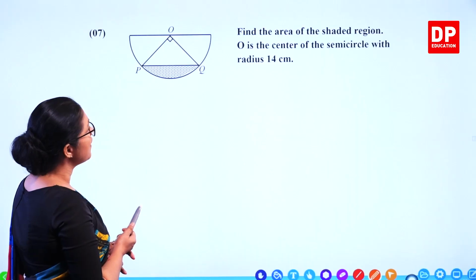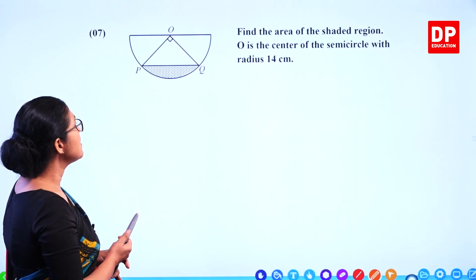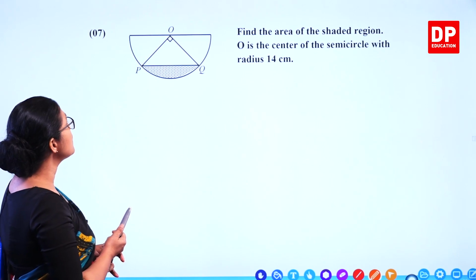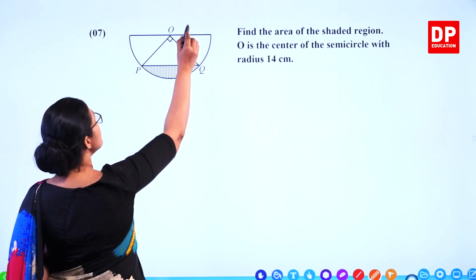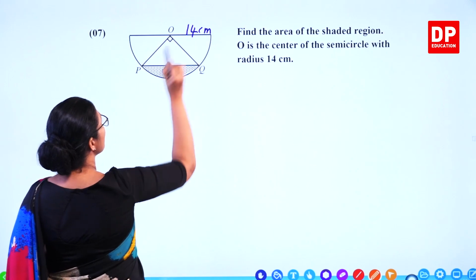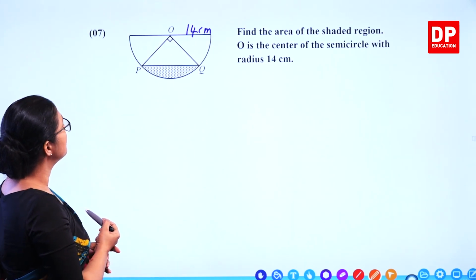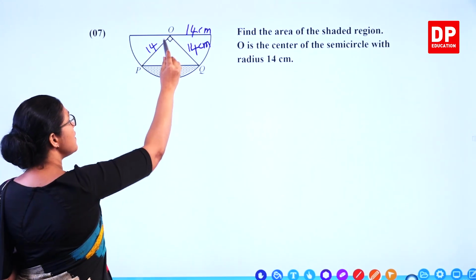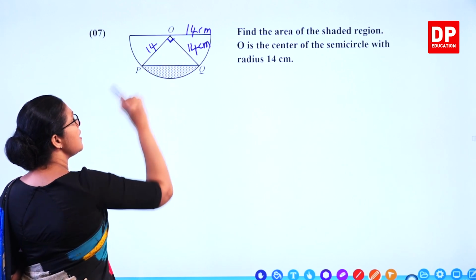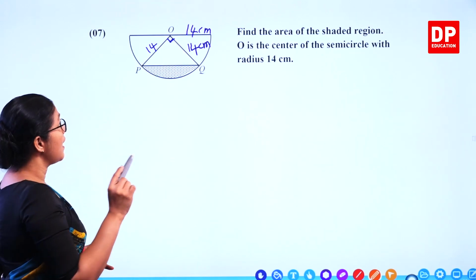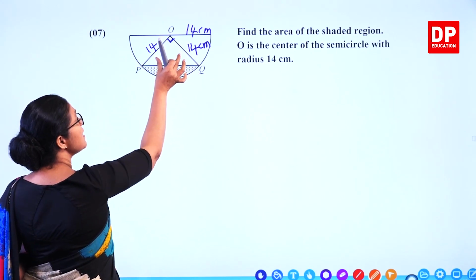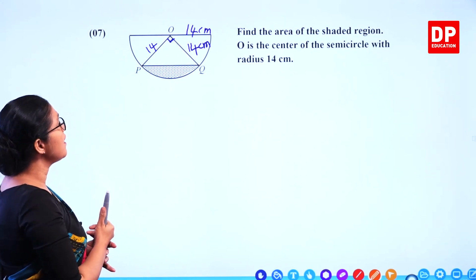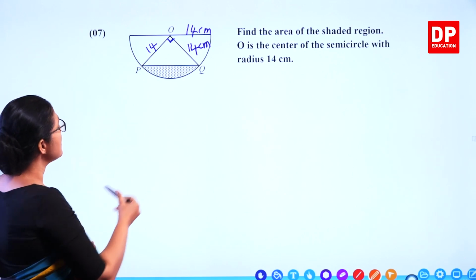Question number 7. Find the area of the shaded region. O is the center of the semicircle with radius 14. So this is 14 given. How do we find this? Now look carefully. This is 14. This is 14. So 14 centimeters. If we can find the area of this sector, this is a 90 degree center angle. If we can find the area of the sector minus the area of the triangle, we can find the shaded region.